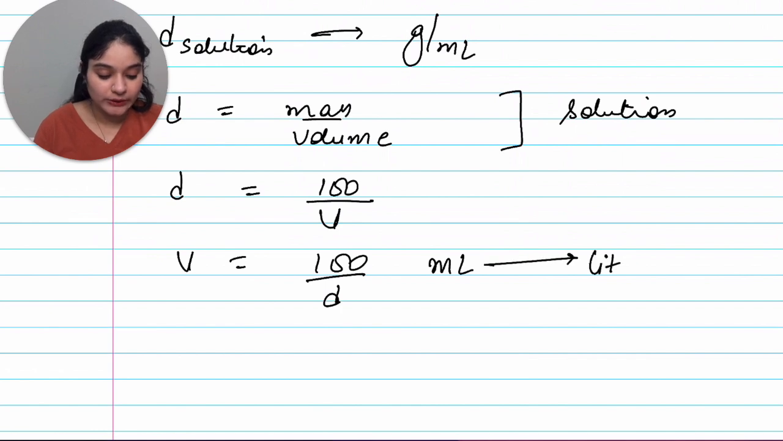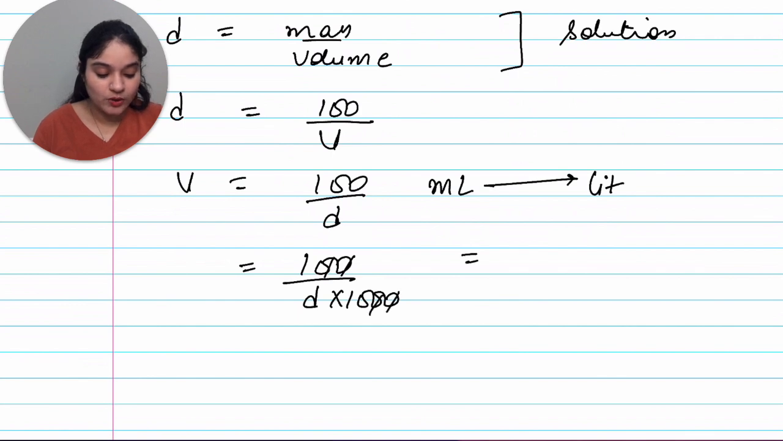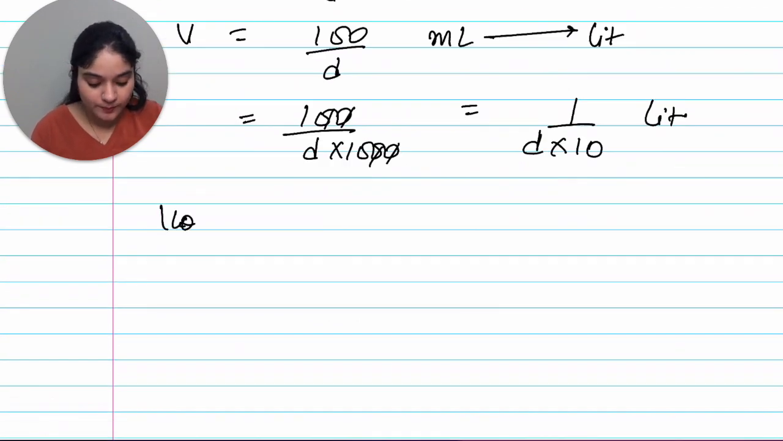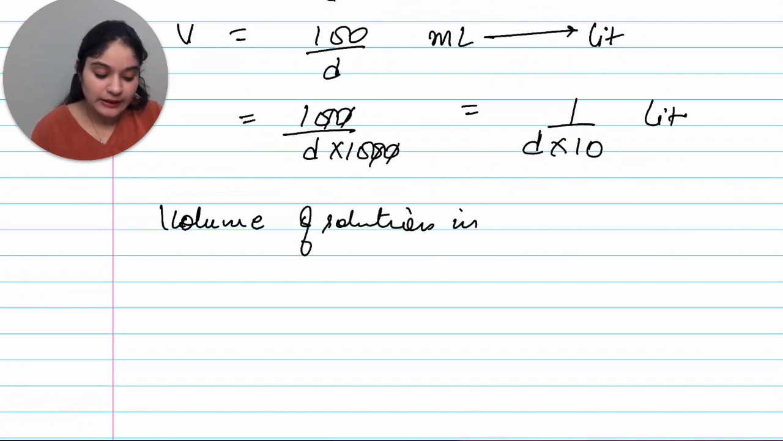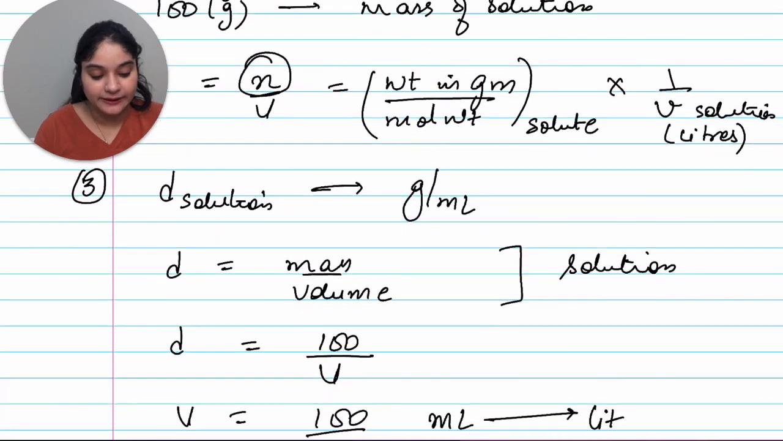We convert that into liters. How will we do that? Divided by 1000. So 100 over D times 1000. So what do I get? I get 1 upon D times 10 as the volume of the solution in liters. Okay, so let me quickly write that. Volume of solution in liters is what? 1 upon D times 10 liters. Correct? Let's put that back in the second point.